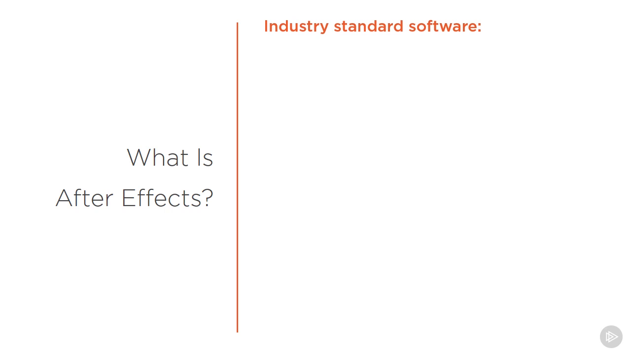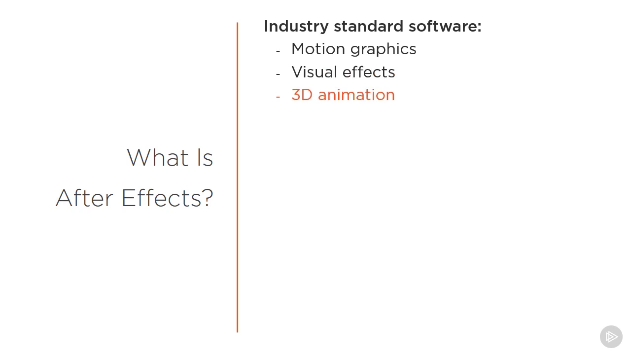So what is After Effects? Well, After Effects is the video production industry standard software for motion graphics, visual effects, and 3D animation. You will find this product in virtually every single video production studio in the world. But now, more and more, it's beginning to show up in corporations because they want to improve the quality of their look. They want to have better looking promotional videos. They want to have a better video presence online. And so After Effects is the tool for that.